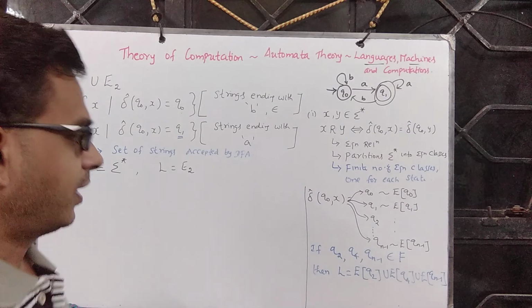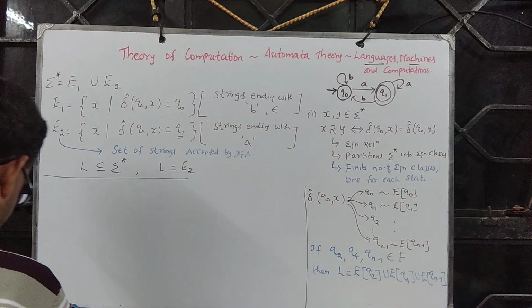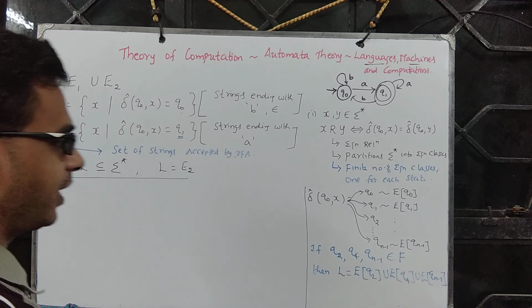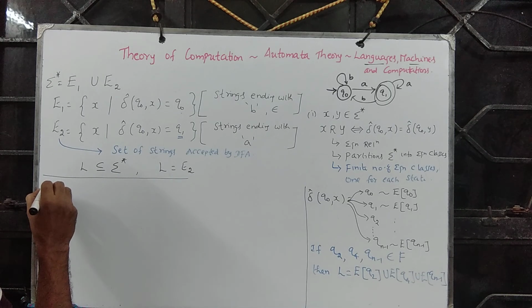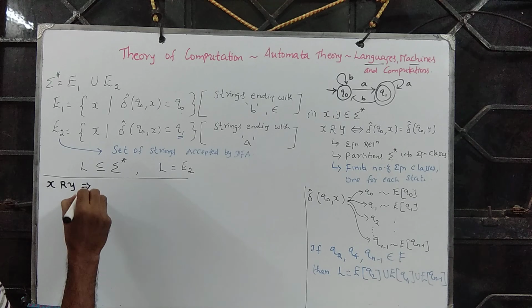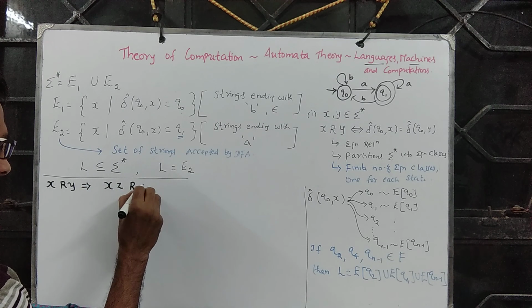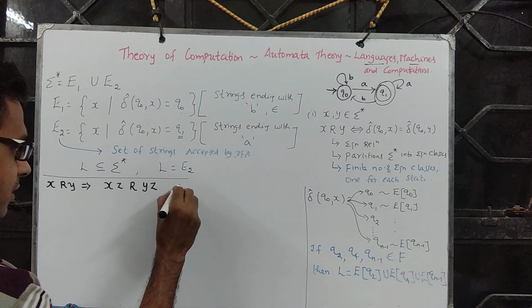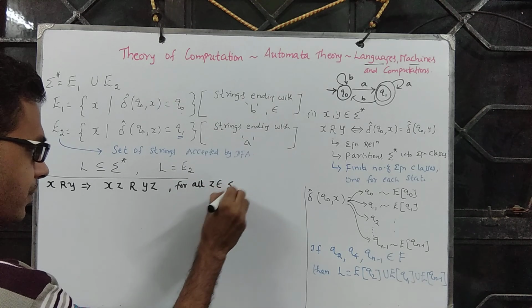Fine. The other interesting part is the following. This relation, this is on one side. This relation is also right invariant. So x related to y implies xz related to yz for all z belonging to sigma star.